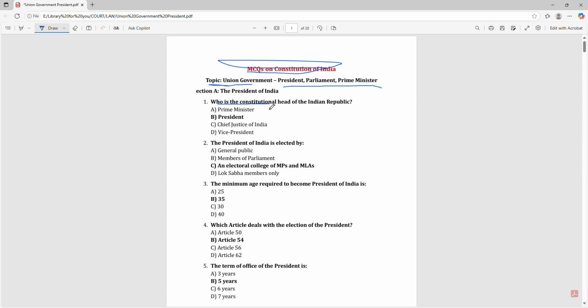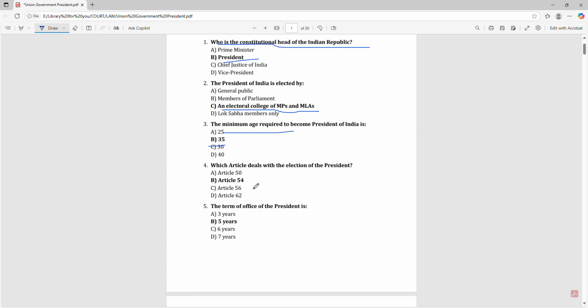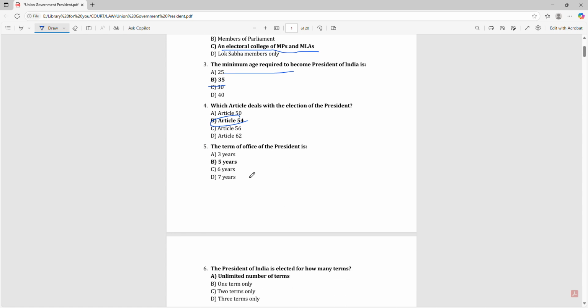Who is the constitutional head of the Indian Republic? President. The President of India is elected by an electoral college of MPs and MLAs. The minimum age required to become President of India is 35. Which article deals with the election of the President? Article 54. The term of office of the President is 5 years.